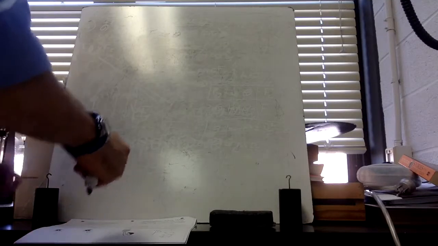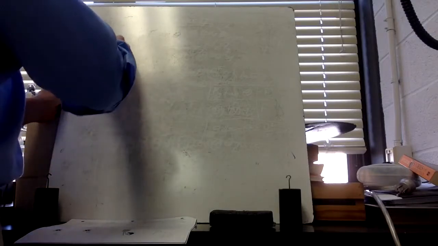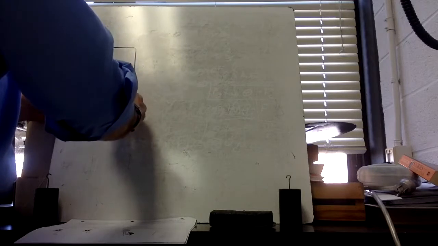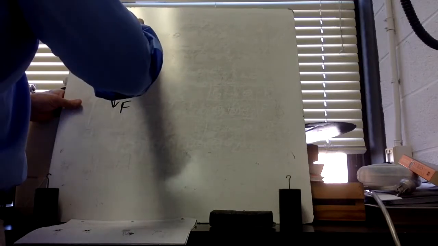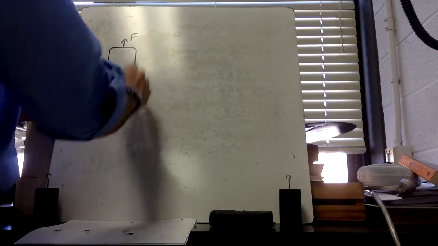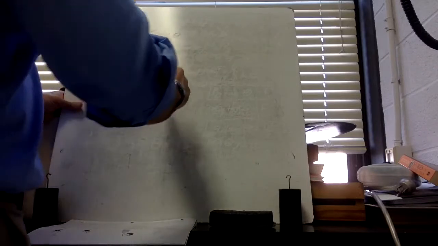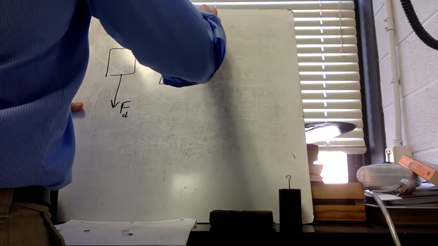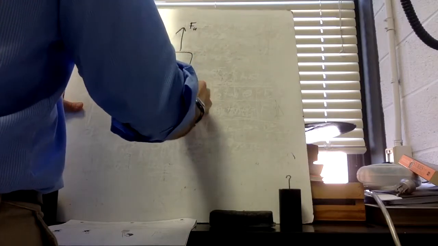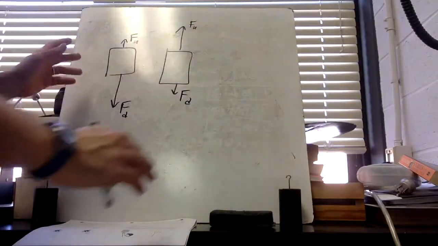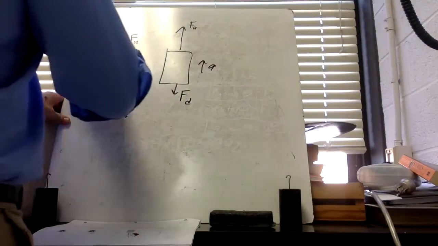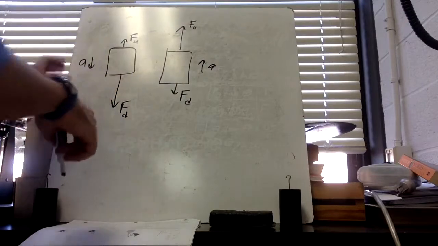So recall elevator problems, like the monkey situation. If there's downward acceleration, that means there has to be a larger net force down than there is up, down versus up. And if it's accelerating upward, then there is a larger upward force than there is downward force. Again, this doesn't tell us the direction of the motion, just the direction of the acceleration. So here, that's the direction of the acceleration. Here, that's the direction of the acceleration.